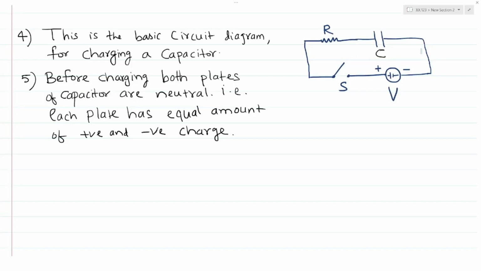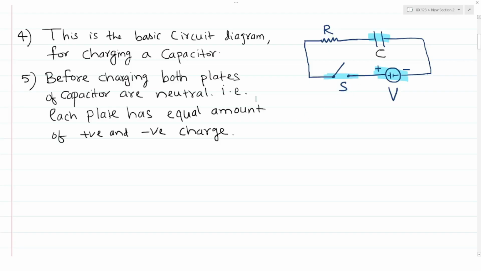This is the basic circuit diagram for charging a capacitor. So we have a resistor here, a capacitor, a supply voltage, and a switch, for the purpose of switching the capacitor circuit on and off.